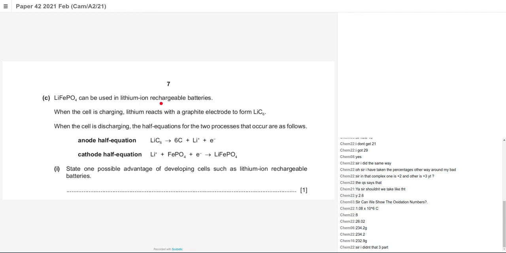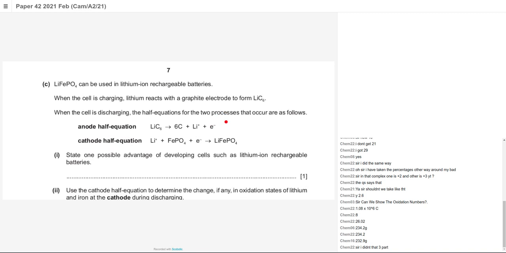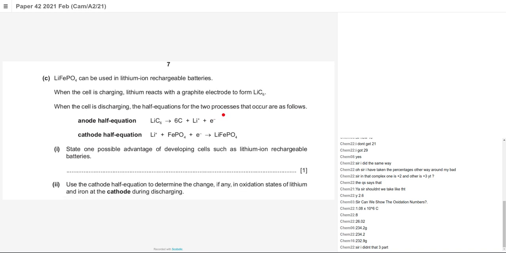Lithium iron phosphate can be used in lithium ion rechargeable batteries. You know, lithium ion rechargeable batteries are very light and you can recharge again and again, and you can use them for a long period of time, usually in mobile phones and portable devices. Even these button cells are lithium ion.